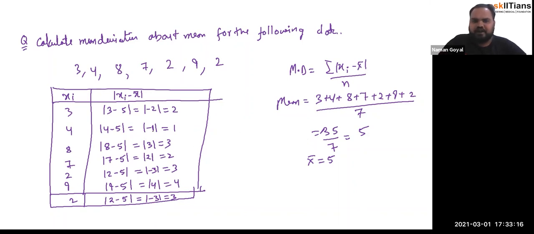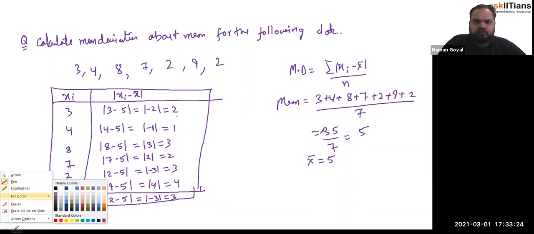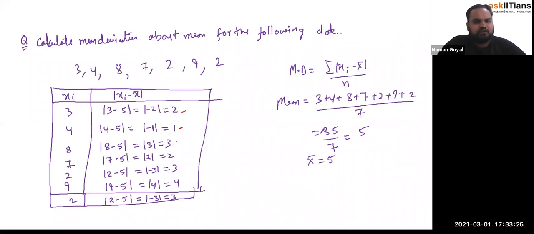Now we have to add them, because we want the summation. So the sum: 2 plus 1 is 3, 3 plus 3 is 6, 6 plus 2 is 8, 8 plus 3 is 11, plus 4 is 15, plus 3 is 18. So what did we get?